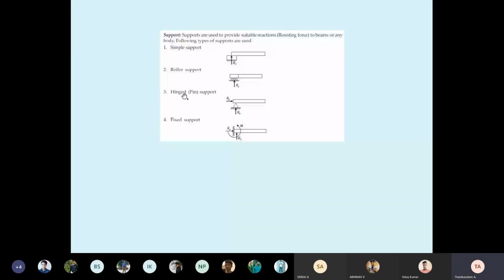Hinged support, two reactions, Rx, Ry. Roller support, only one reaction. Simply supported, only one vertical reaction. So supports are used to provide suitable reactions, resisting forces, to beams or any body. What is the purpose of a support? To resist the body from falling down. Students, understand? Simply supported, roller supported, hinged supported, fixed supported.